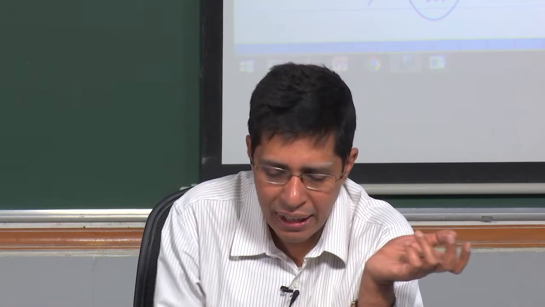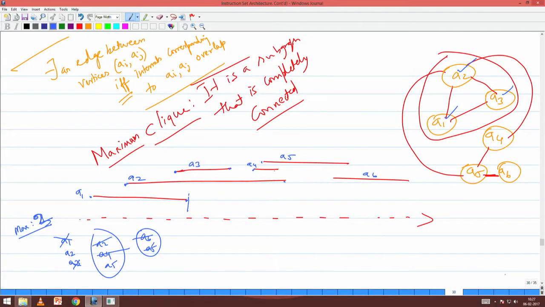So if there are n intervals, to sort them in some order takes n log n time. After that, to find the maximum clique, it takes just order 2n time or order n time. So the point is, given an interval graph, I can find the size of the maximum clique in order n log n time, where n is the number of intervals. Are you able to get this? Yes or no?